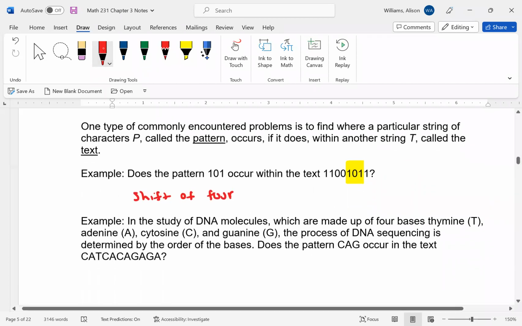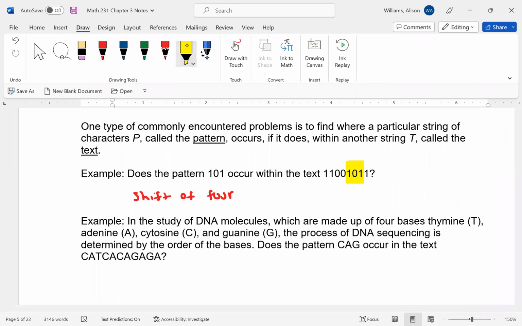Okay, so in this example, they talk about DNA molecules, and they have these labels, T, A, C, G, and so on. Does CAG occur in this pattern? So I'm looking to see if CAG occurs. Oh, yep, it does. Right here, CAG. Okay, so how many terms is that? It's the 6th, so 5 terms over, so it needs a shift of 5. I hope you see I'm just counting 1, 2, 3, 4, 5. That's where the shift of 5 is. 1, 2, 3, 4. That's where the shift of 4 is.